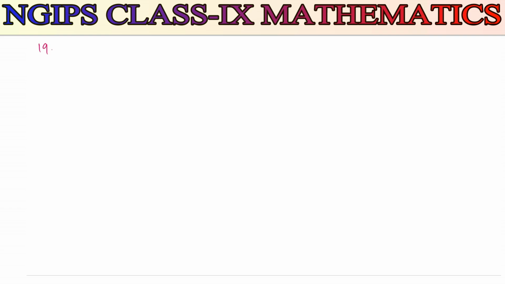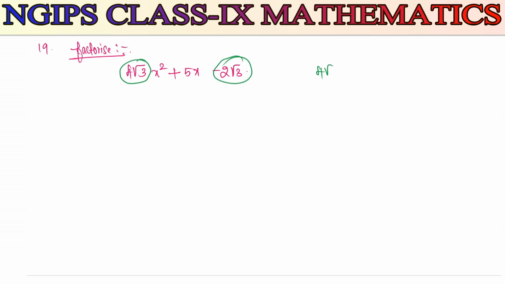Okay, here we have the 19th one. We need to factorize. Here we have the expression 4 root 3 x square plus 5x minus 2 root 3. We know very well here to find the factors, first we have to multiply the coefficient of x square and the constant. So 4 root 3 into minus 2 root 3.